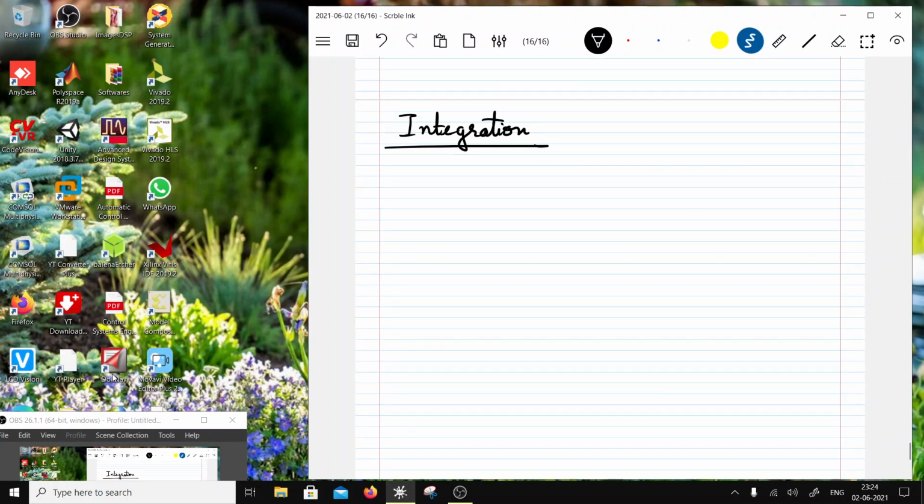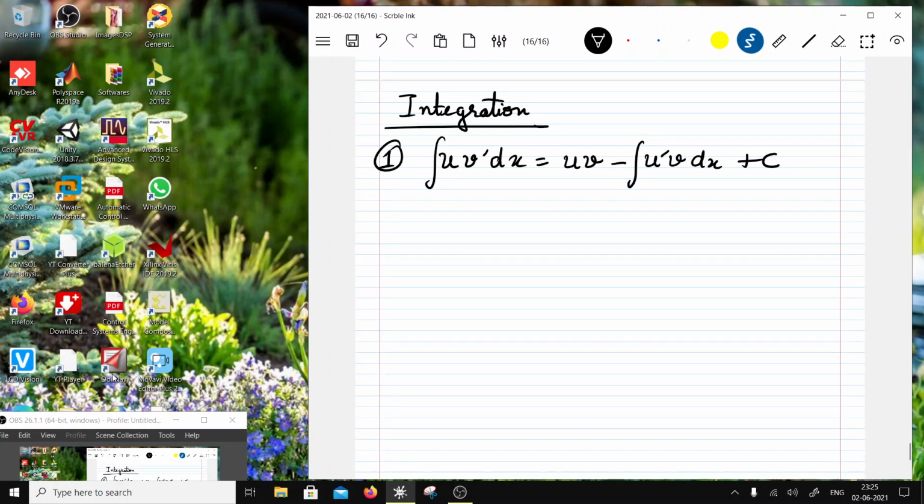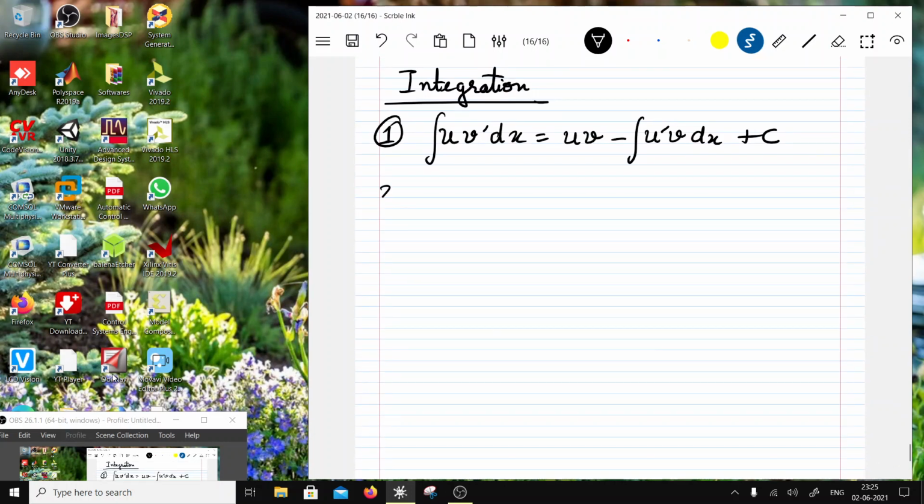Okay, so for integration, if I want to integrate this, then first term into integral of second term, which will be this, minus integral of derivative of first term, integral of second term would be this plus c, and c would be a constant, right, because the lower limit of integral is not known, right? So this is simple.